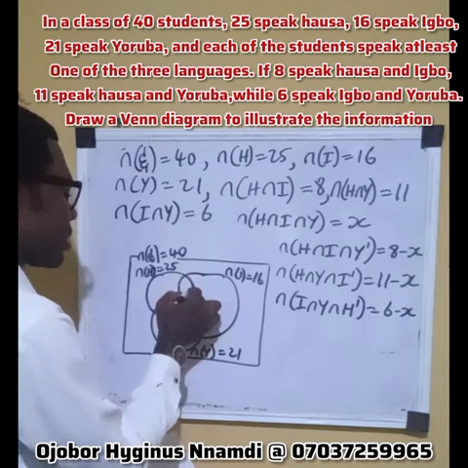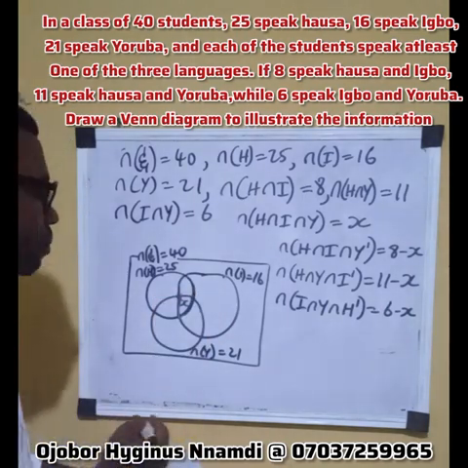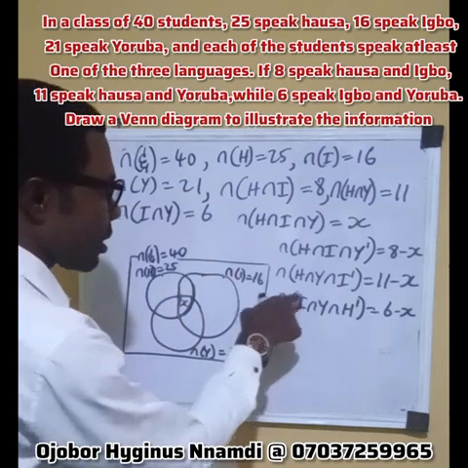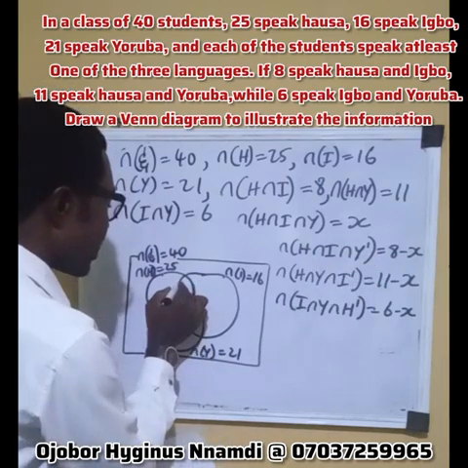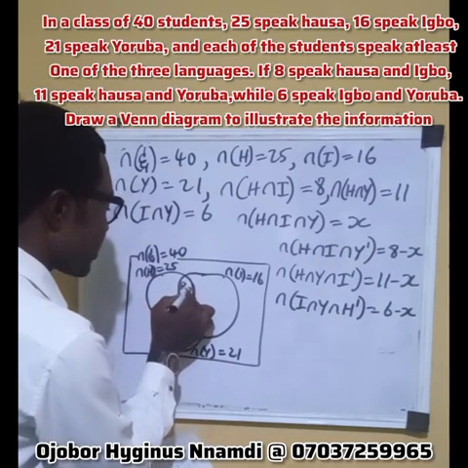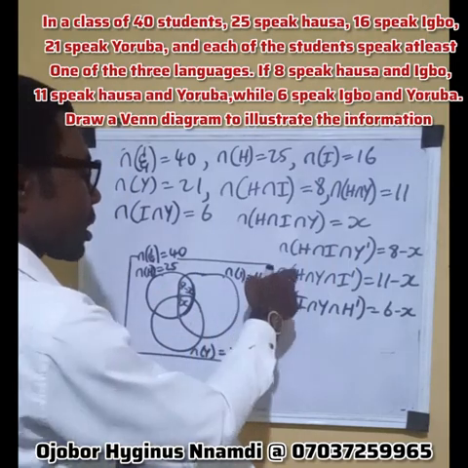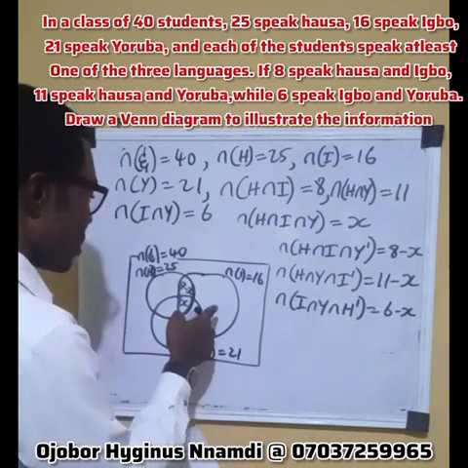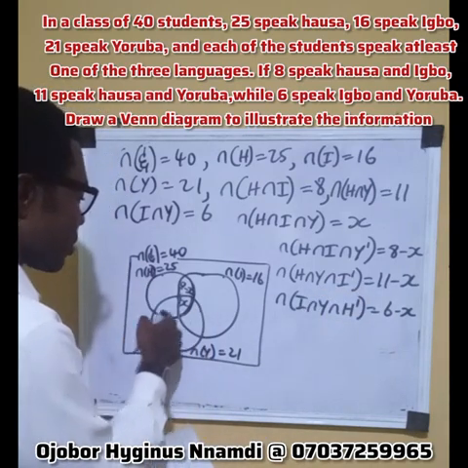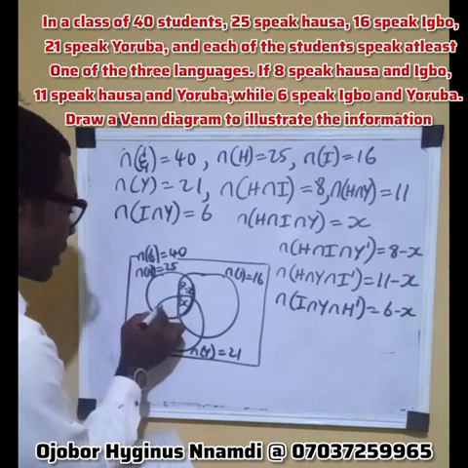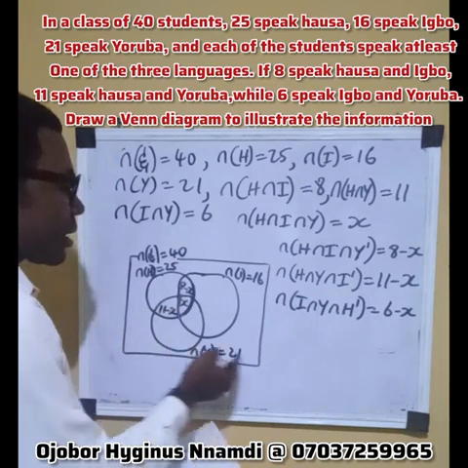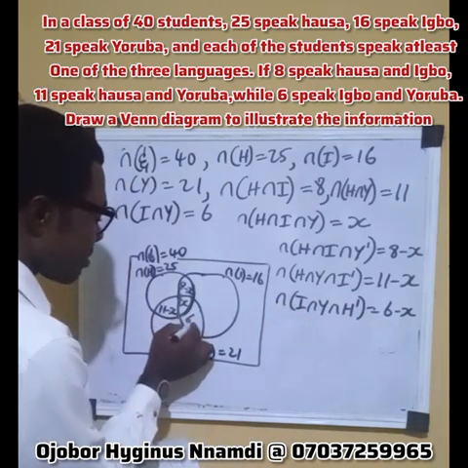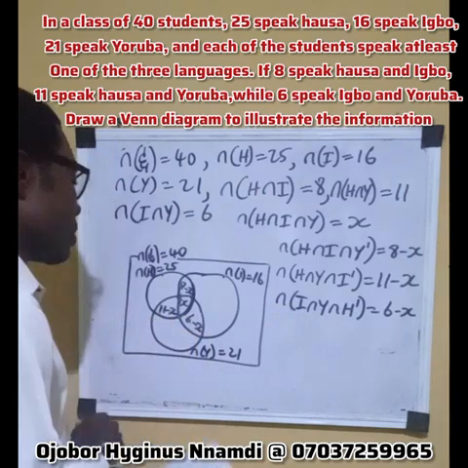Trying to see how I manage the little space I have. So Hausa and Igbo, but not Yoruba, is 8 minus x. So here I have 8 minus x. Hausa and Yoruba, but not Igbo. Where is Hausa? This is Hausa, this is Yoruba, but not Igbo. That is here, 11 minus x. Then Igbo and Yoruba, but not Hausa, is 6 minus x.